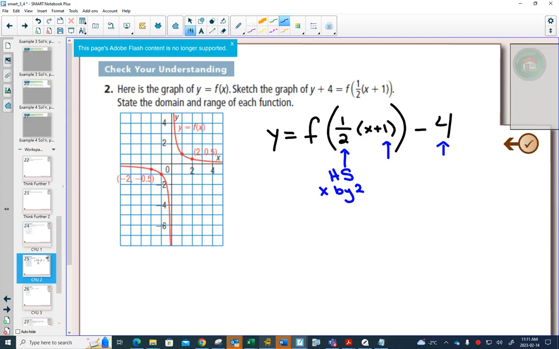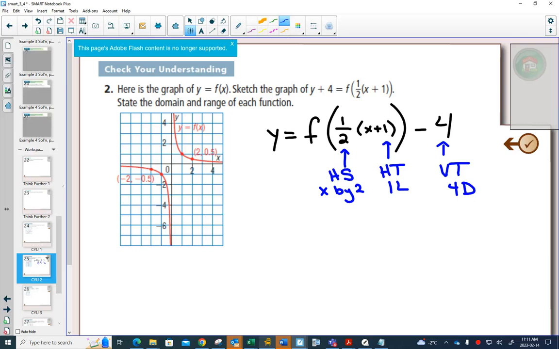The plus 1 inside it, so it's horizontal. It'll be a horizontal translation. This will go 1 left. And finally, outside is vertical. We are going to go 4 down.